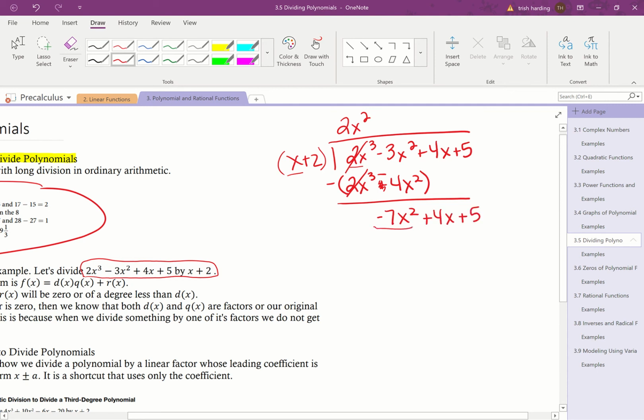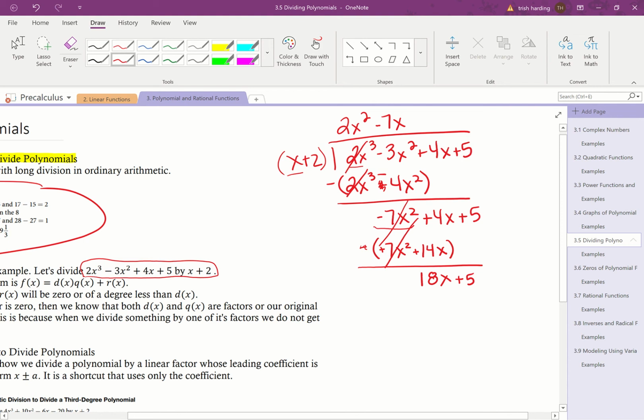Now I'm going to look at this term. What do I need to multiply x by to get negative 7x squared? I need to multiply it by a negative 7x. So when I multiply that term out to the x plus 2, that is going to give me negative 7x squared minus 14x. And I'm going to get positives when I distribute that subtraction sign. So that's going to give me 18x plus 5.